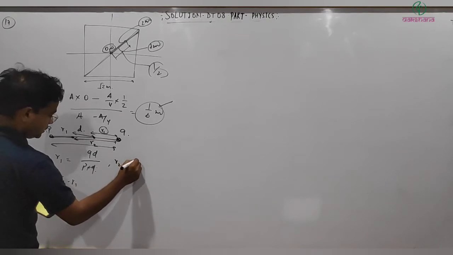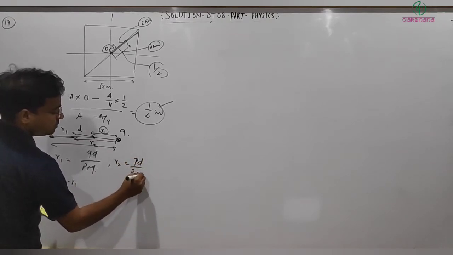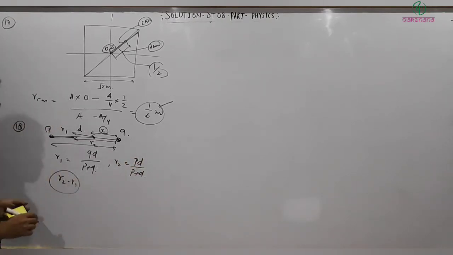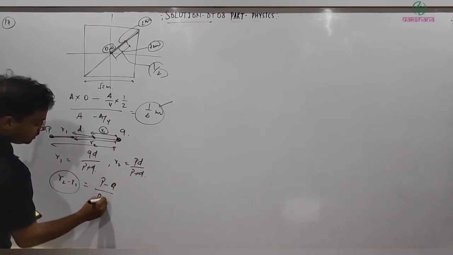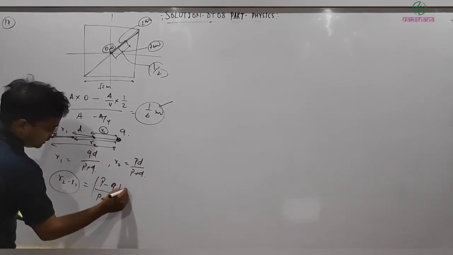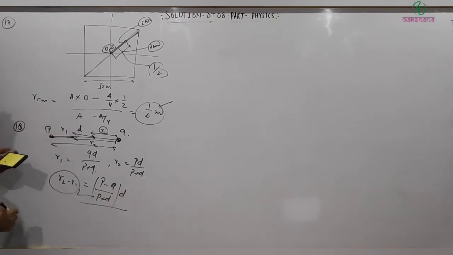will be equal to what? This is PD divided by P plus Q. Shift is R2 minus R1, simplifying it's (P minus Q) divided by (P plus Q) multiplied by D. This is the answer to problem number 18.